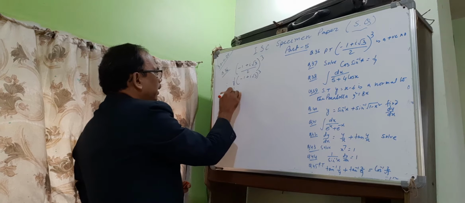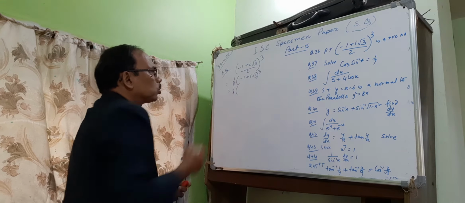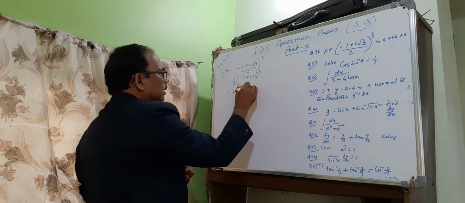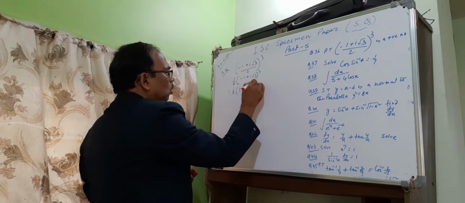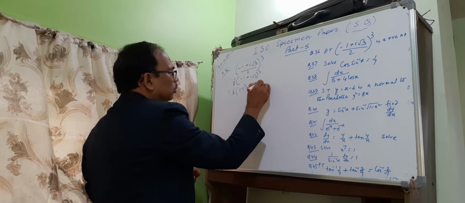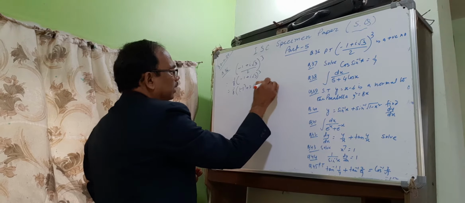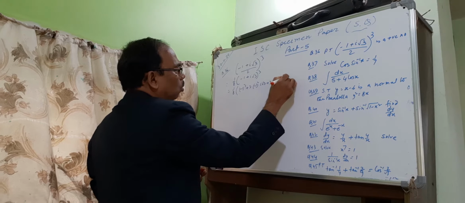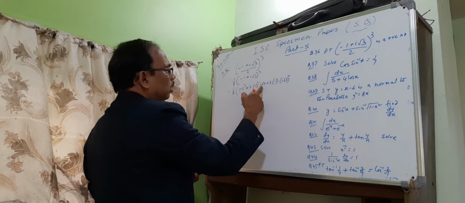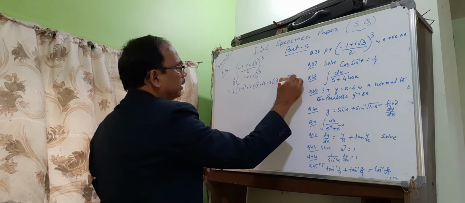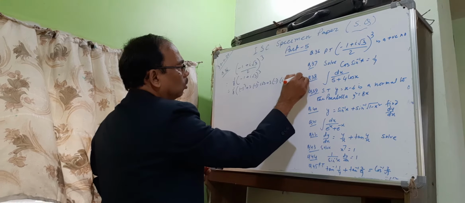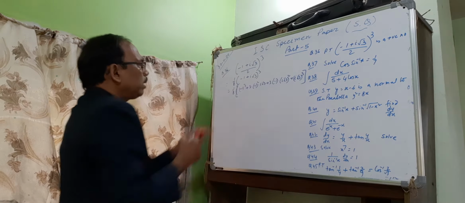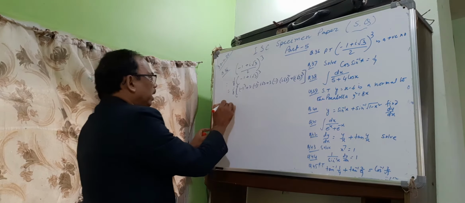Now 1 by 8, using the (a plus b) whole cube formula, that is a cube plus 3a square b plus 3ab square plus b cube. This is (a plus b) whole cube, a is -1, b is i root 3. So we can break it.